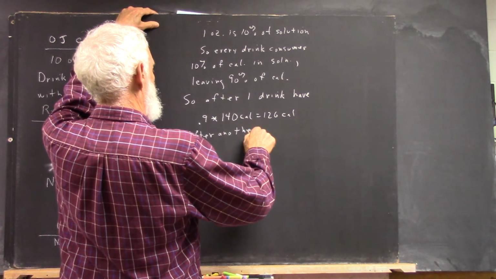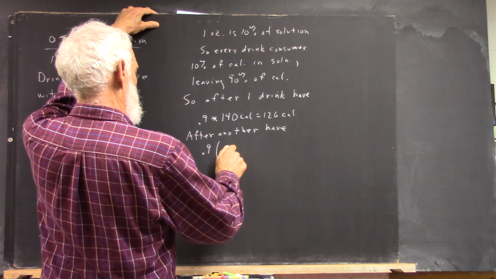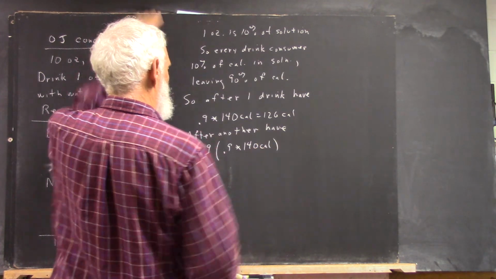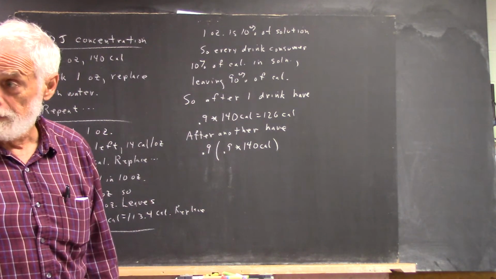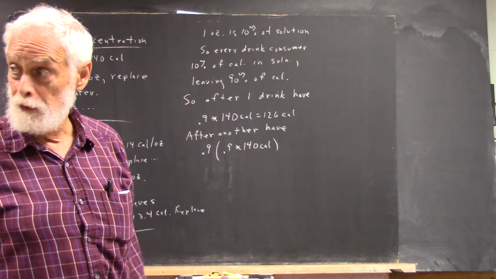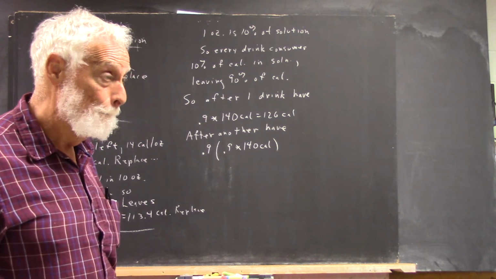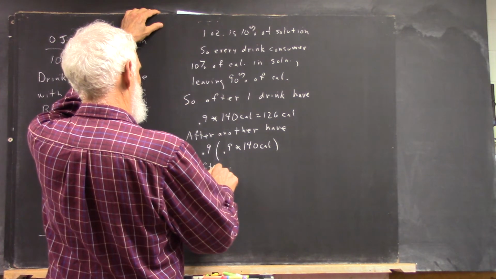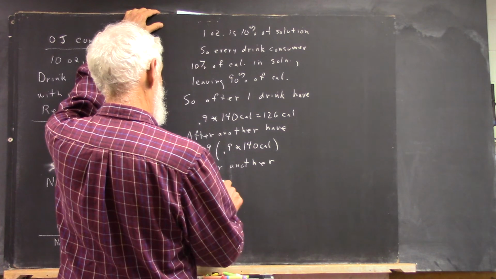After another, we have 90% of that, and I'm writing that as 0.9 times 140 calories. I don't want to write down that 126. Not that it's easier to write this, but this tells us more about the progression of these numbers, right? After another, we have 90% of that.